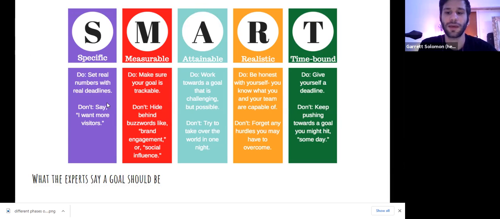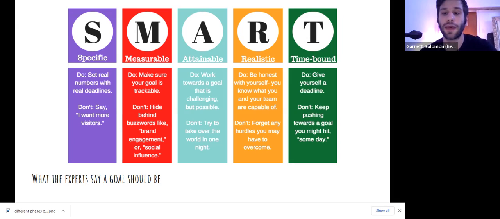By specific, it means you want to set real numbers with real deadlines, and you want to actually say what specifically you want to accomplish. So not just, I want to be better at stuff. You want to say, I want to be better at gardening by June, right? Or I want to know 10 more things about science by May. You're being specific about what you want to accomplish rather than just saying, I want to be better at stuff.